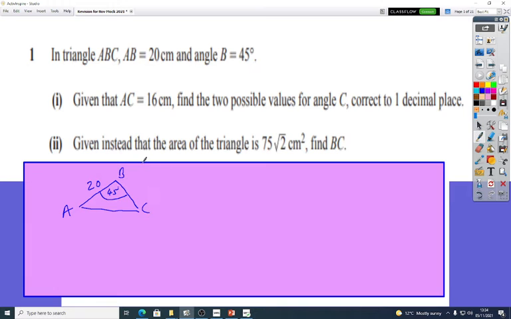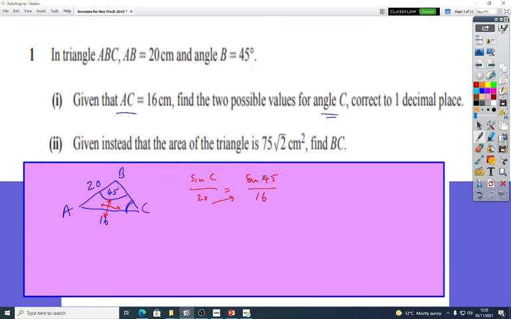Given that AC is 16, A to C is 16, find two possible values of angle C. Now, I said to some of you before, if you've got a pair, which means an angle on the side and a side along here, then you must use sine rule. Since we're using the angle, I'm going to put the angle on top. So sine C over 20 is equal to sine 45 degrees over 16.